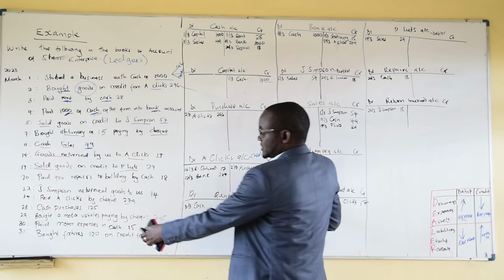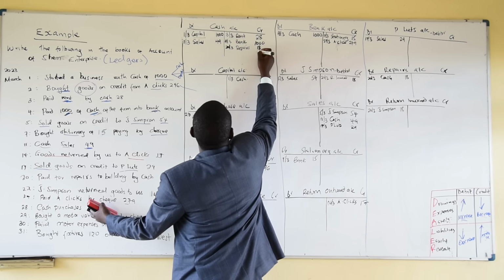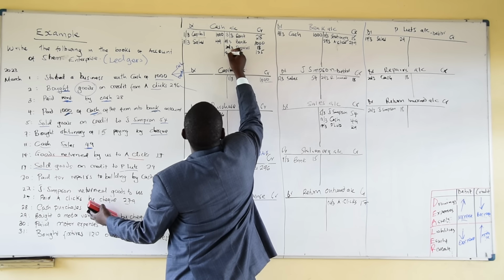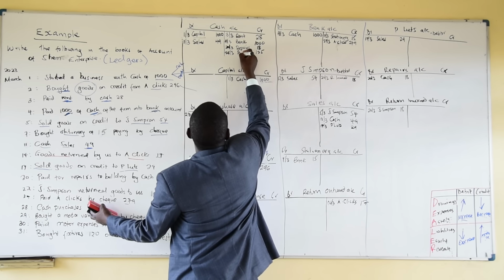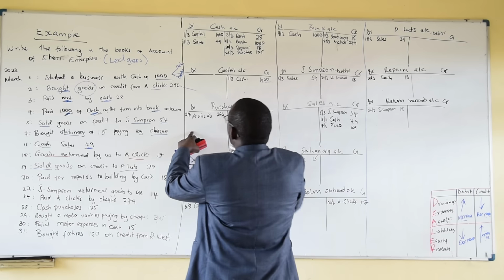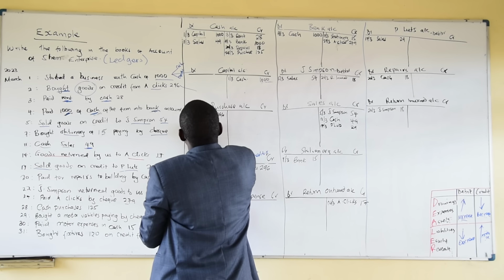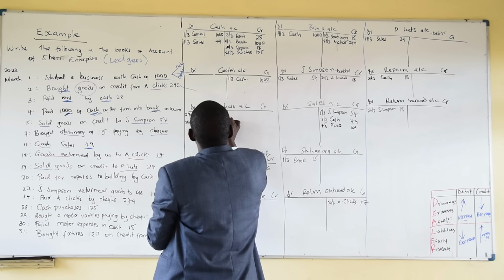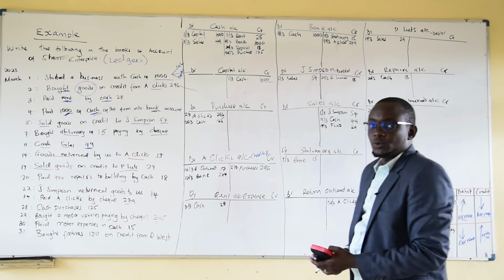So this amount appears in cash here, 125. The date is 28 March. This is purchase. Then here we also have the purchase account, 28 March. This was done using cash. The amount is 125.